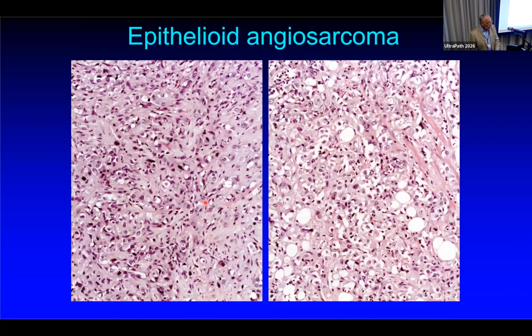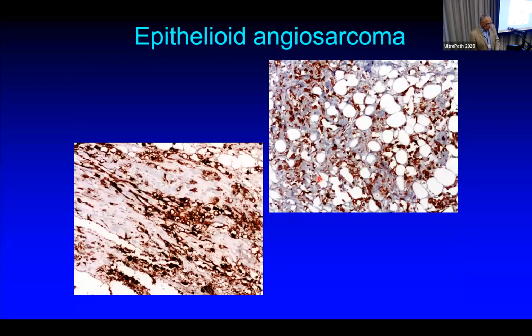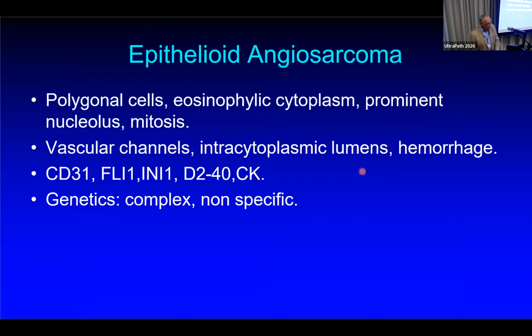The angiosarcoma, the epithelioid angiosarcoma, has atypia, frank atypia, and marks with both CD31 and CD34. Genetically it is very complex and does not mark with FOSB.